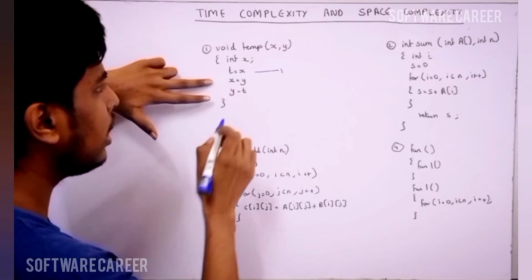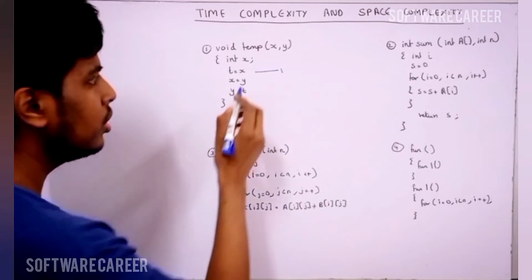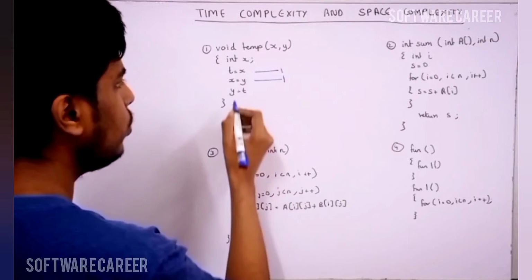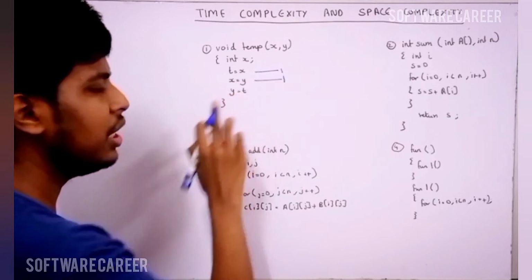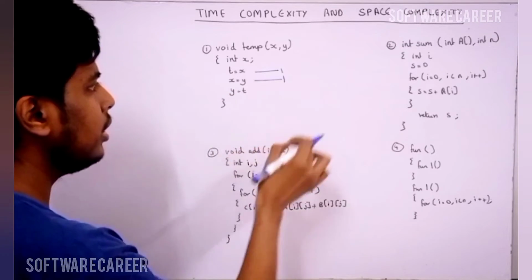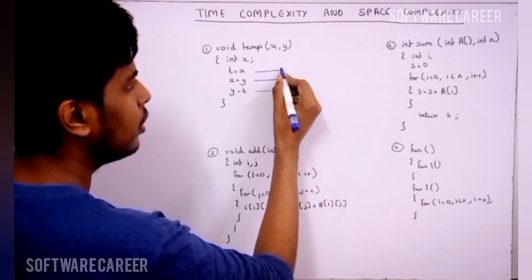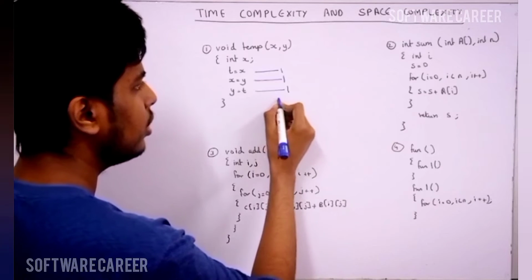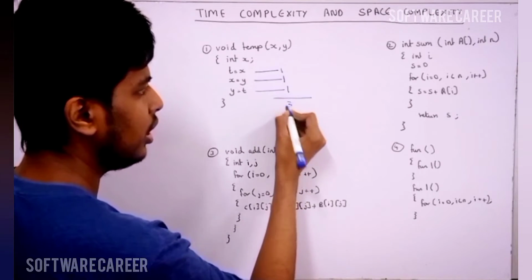Here I am setting x as y. In x's place I am putting y, so this takes a single unit of time, one. Now in the third step, I am setting y equals t, placing t in the y position. This also takes a single unit of time. So you add up the total: 1 plus 1 plus 1 is 3.